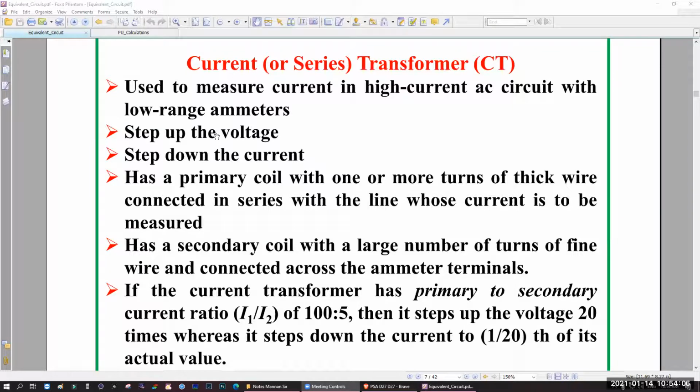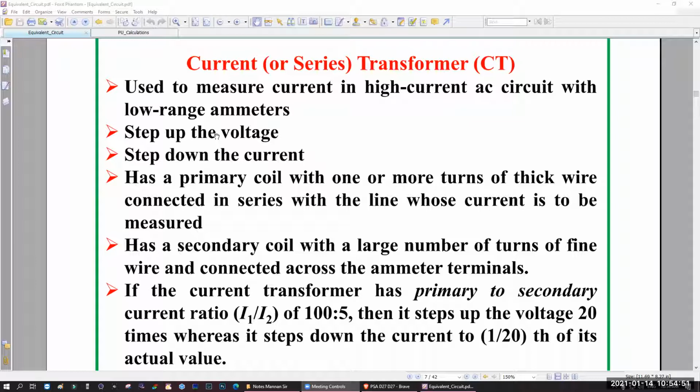That means, let's say you have an ammeter, right? That ammeter can measure up to 30 ampere. Now, if you have a power line where 1000 ampere of current is going, or around 900 or 800 ampere, how can you measure that huge current with your low range ammeter? Can you measure it? You cannot measure that huge current with your small low range ammeter, right? You cannot. But there is a way of doing that.